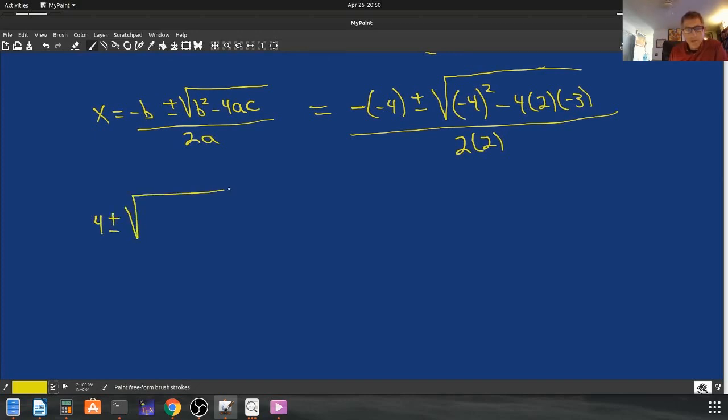Now I like to figure out what's underneath the radical. 4 squared is 16. Minus 4 times 2 is 8. Sorry, minus 4 times 2 is minus 8. And minus 8 times minus 3 is plus 24. So 24 plus 16 is equal to 40. So that's under the square root of 40. And of course we want to write that as 4 times 10. All over 2 times 2, which is 4.